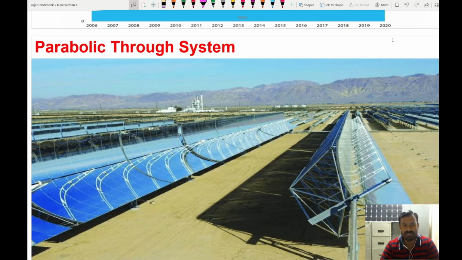Of renewable energy system. We are discussing solar energy. In the last video we discussed CSP. CSP has four different methods. In that, the most famous and commonly used one is the parabolic trough system. So in this video, we are going to see how this parabolic trough system works and how it converts the solar irradiance into useful electrical energy. Let us go into the topic.